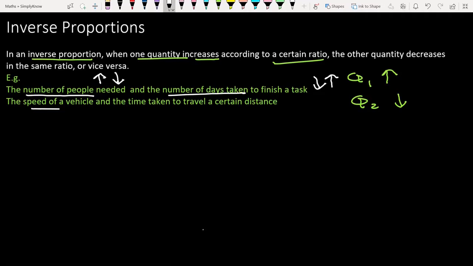Even speed of a vehicle and the time taken to travel a certain distance are in an inverse proportion. This means when the speed of a vehicle increases, the time taken to travel a certain distance will decrease. And also the other way around.